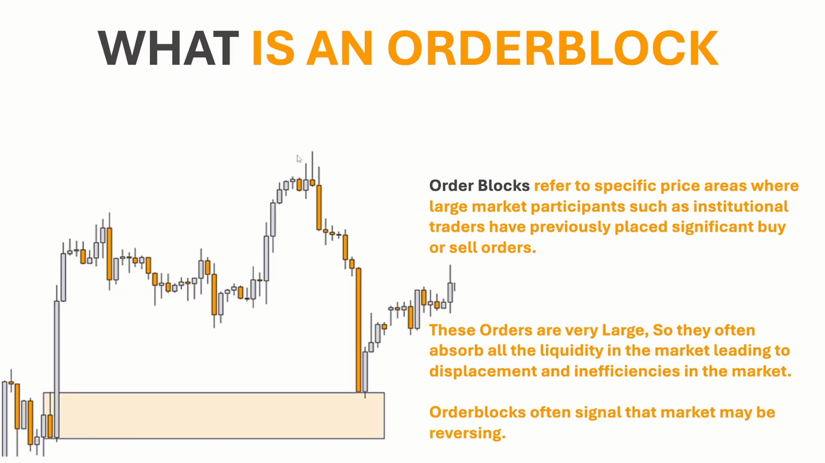Before you trade an order block, we want to know what is an order block. So order blocks refer to specific price areas where large market participants such as institutional traders have previously placed significant buy or sell orders. These orders are very large, so they often absorb all the liquidity in the market, leading to displacement and inefficiencies in the market. Order blocks often signal that the market may be reversing, as once we've taken out all the liquidity, the market absorbs all the liquidity and moves in its desired direction.